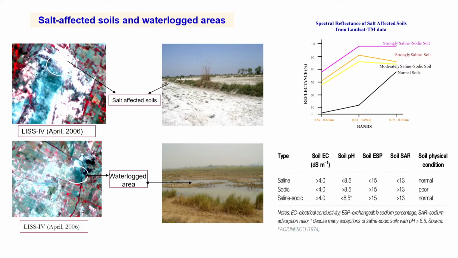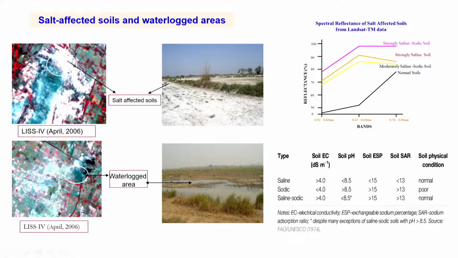Now we come to salt affected soils, which is another kind of degradation that occurs in our country. Around 12% of the area is affected by it, and it is mainly in the irrigation command areas, where we are irrigating to get more yield, but at the same time that area is also getting converted into salt affected soils. And here you see the ground picture.